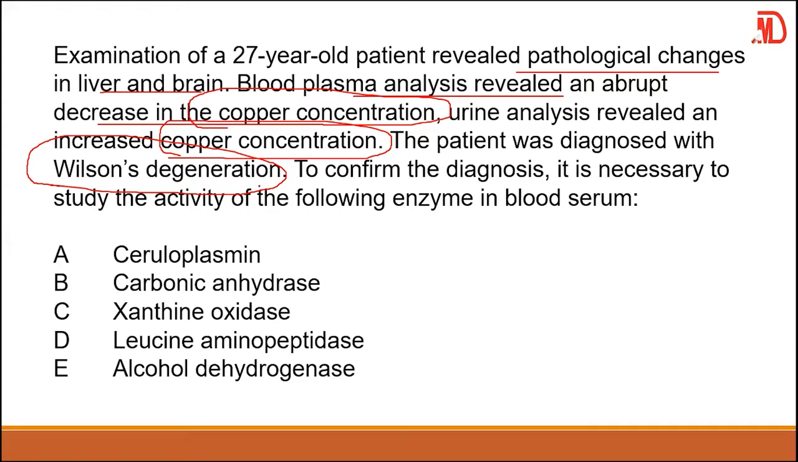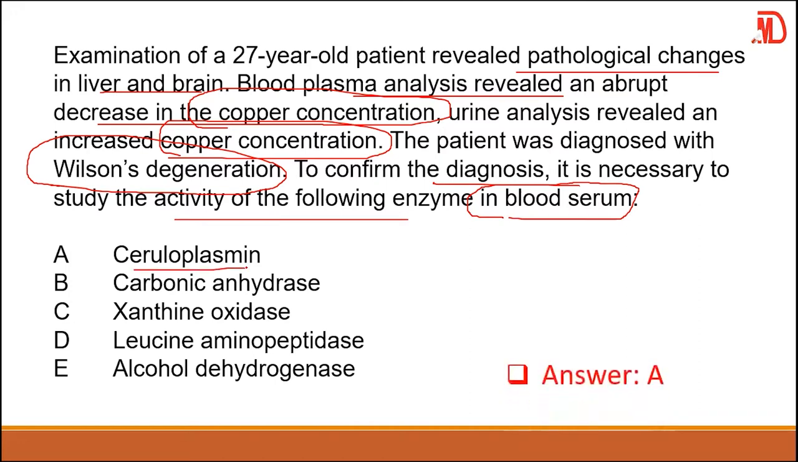All right. So we have Wilson disease. Now, what's the question? To confirm the diagnosis, it is necessary to study the activity of the following enzyme in the blood. So you want to look at a copper-carrying enzyme. And the copper-carrying enzyme in all these things is ceruloplasmin. So we're definitely looking at ceruloplasmin. This is a copper-carrying blood enzyme. So the answer is A.